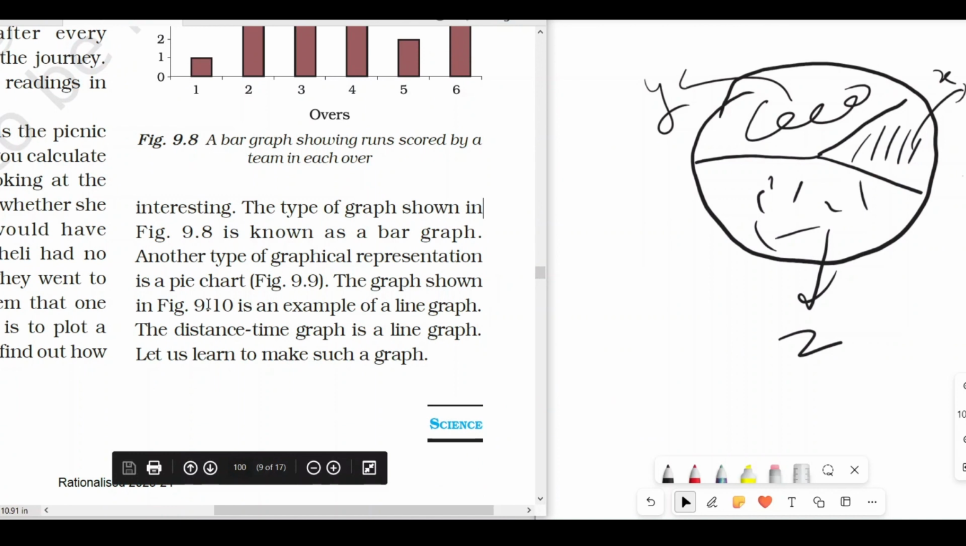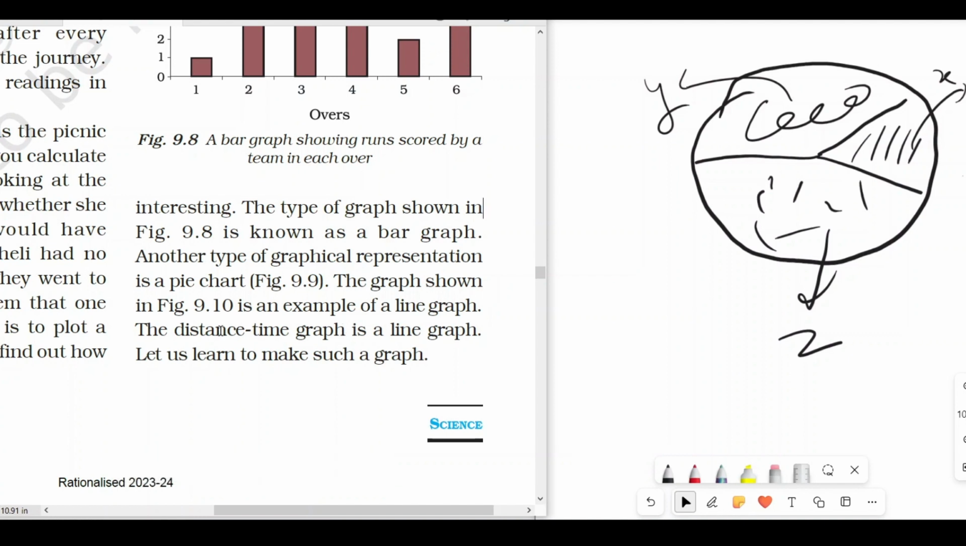The graph shown in figure 9.10 is an example of a line graph. So the third type of graph that you can usually see is the line graph, and we'll see figure 9.10 just in a second. The distance time graph is a line graph.